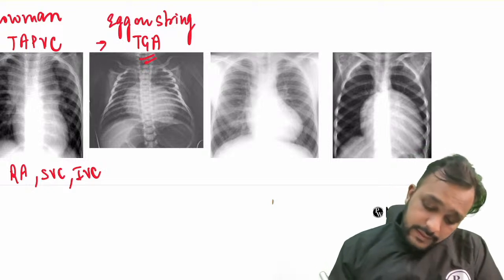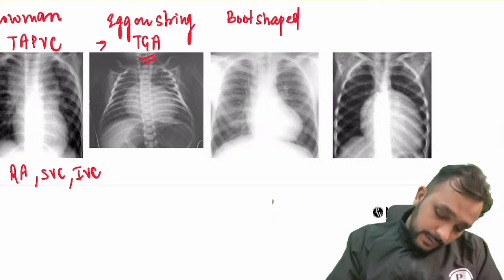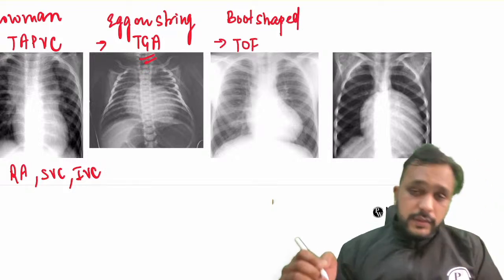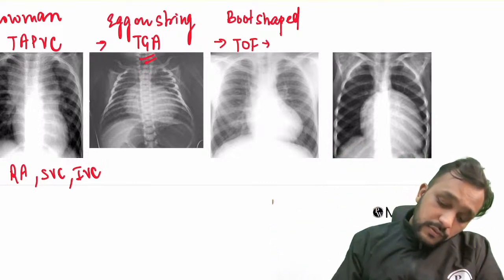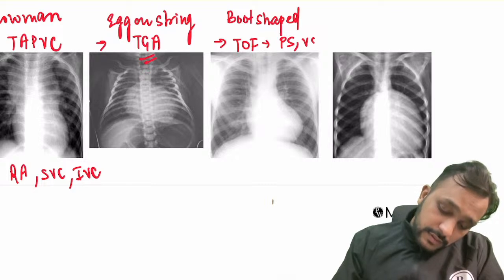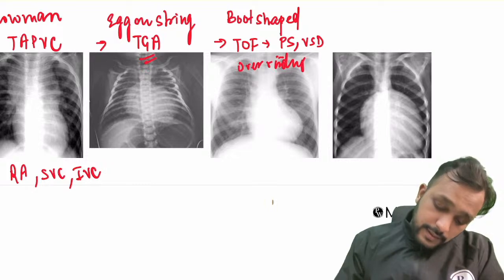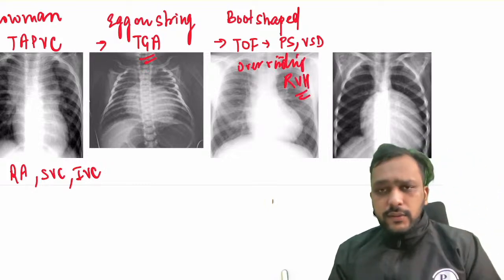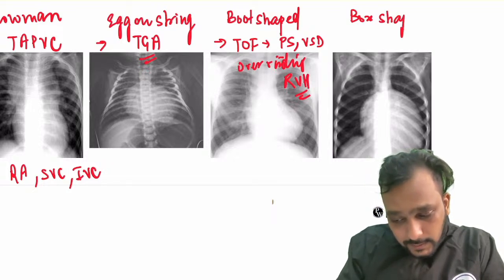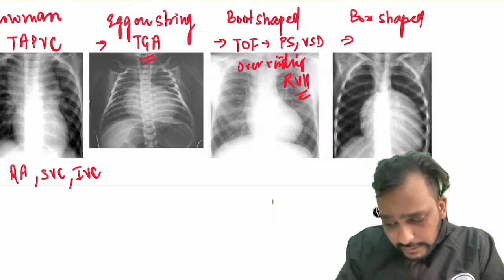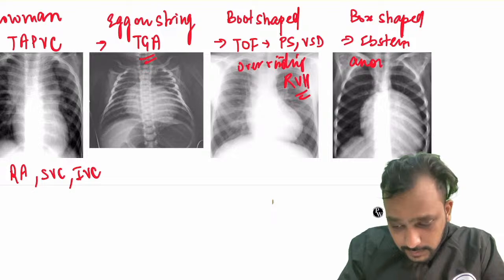And in the third image we can see boot shaped heart, which is seen in patients with tetralogy of Fallot. And what are the features that you are going to see in tetralogy of Fallot? You are going to see pulmonary stenosis, ventricular septal defect, overriding of aorta, and right ventricular hypertrophy. And the last image is box shaped heart, that is associated with lithium use in pregnant females, and this is seen in patients with Epstein anomaly.